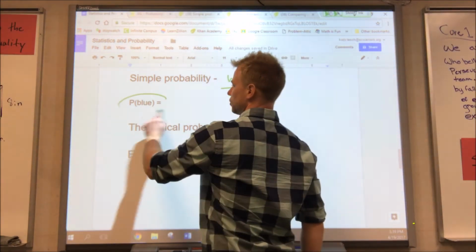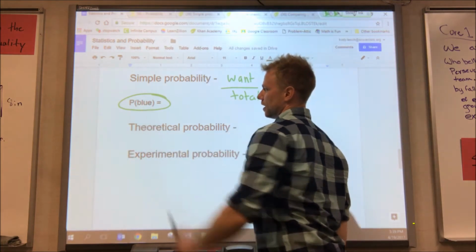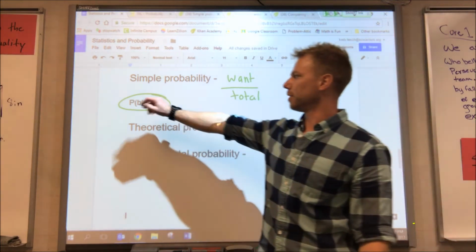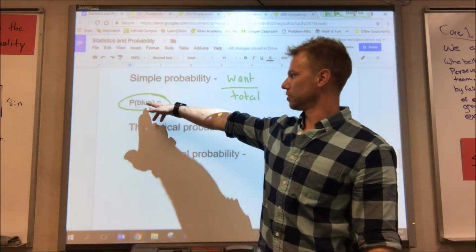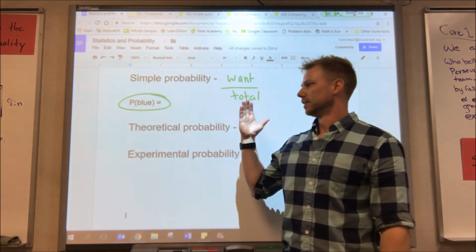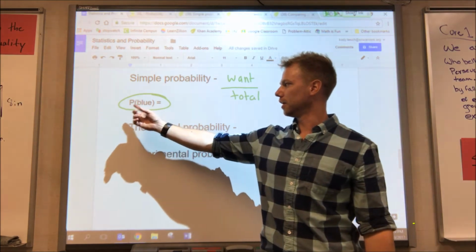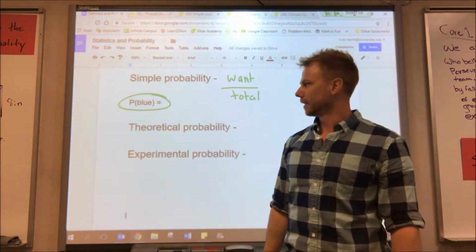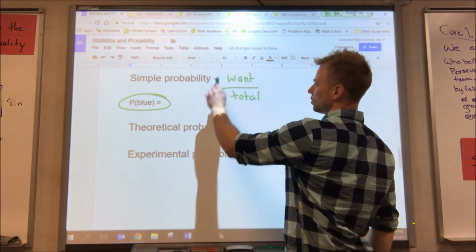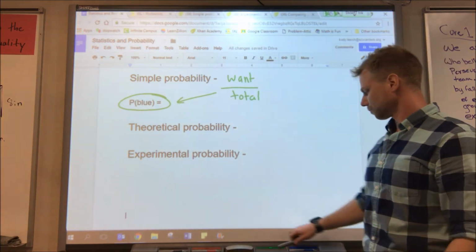Okay, you're going to see notation like this. We have a capital P, parentheses, and then it says blue on the inside. This is just one example of the notation. The P means probability, and what's in the parentheses is what we are looking for. So this could be different colored marbles, and we want to know the probability of picking a blue marble. Okay, so what we want is in the parentheses, and we will use our want over total to figure out what that probability is. Okay?